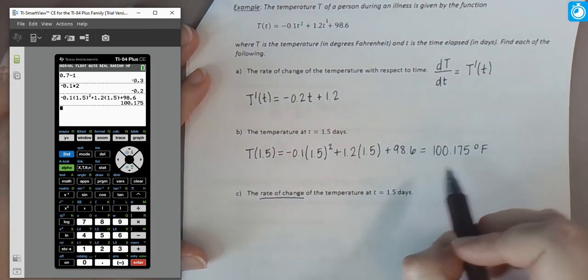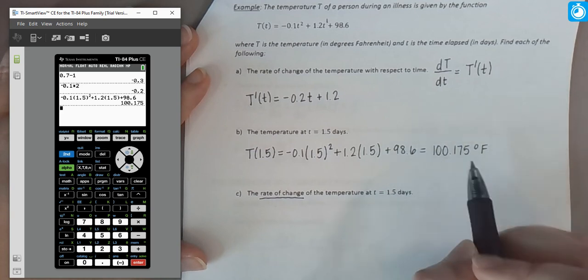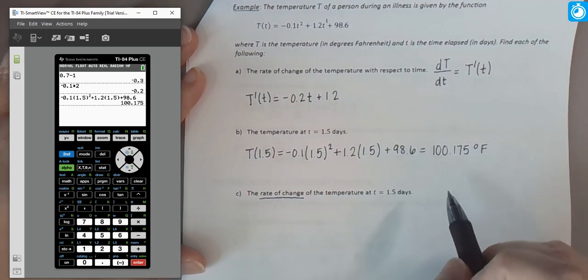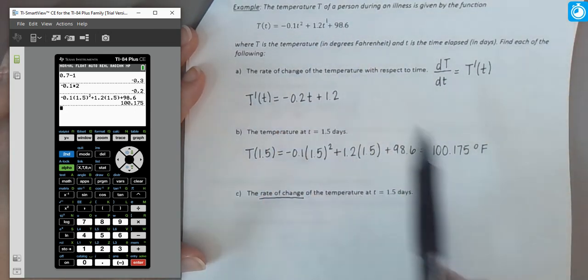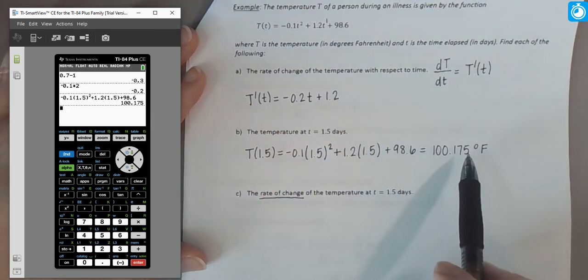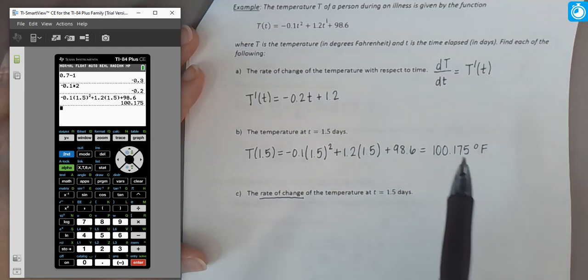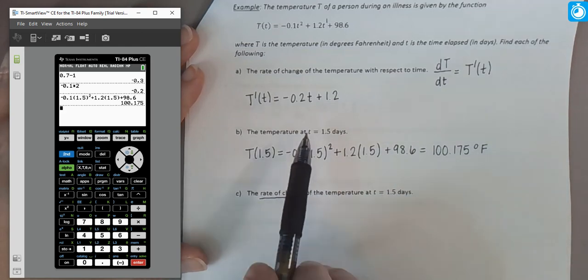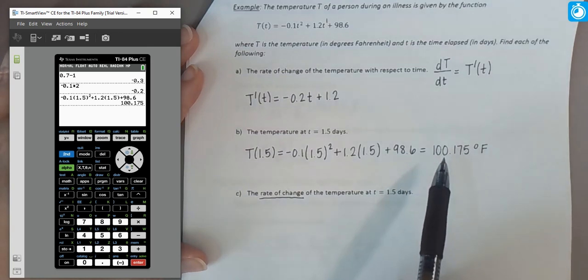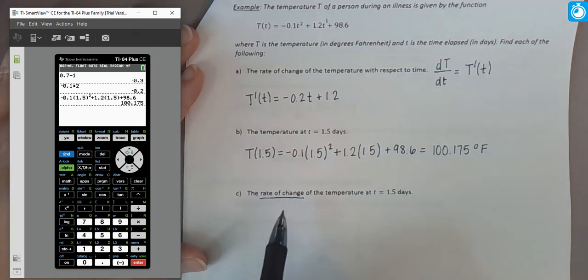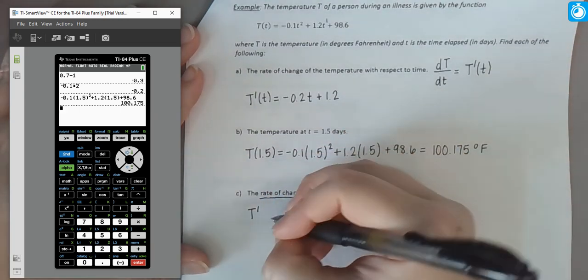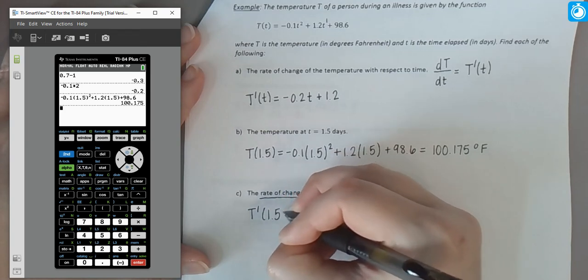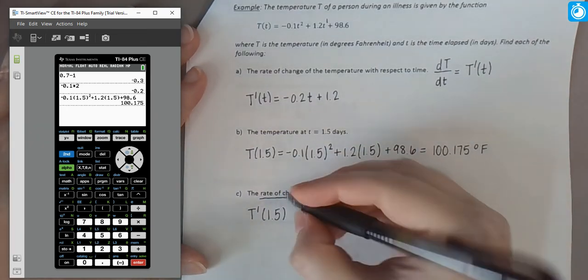Now, last but not least, what is the rate of change of the temperature at 1.5 days? In other words, at the moment when this is the temperature, how quickly is the temperature changing? And more than likely it's going to continue going up, right? Because we've started at 98.6, we have a higher temperature now. What we want to know is at that single moment when we've hit 1.5 days, and this is the temperature, at that single moment, how quickly is the temperature changing? So we want to evaluate the derivative with an input of 1.5 days.